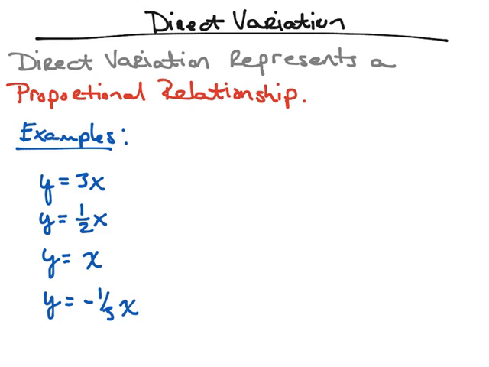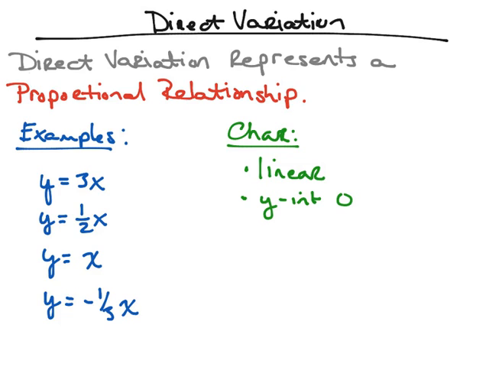Now we're going to look at some characteristics of all of these four equations and see what they all have in common. First of all, all four of these are linear. So when we're talking about direct variations, we are talking about a linear equation. Next thing we should notice is that all four of these have a y-intercept of 0.